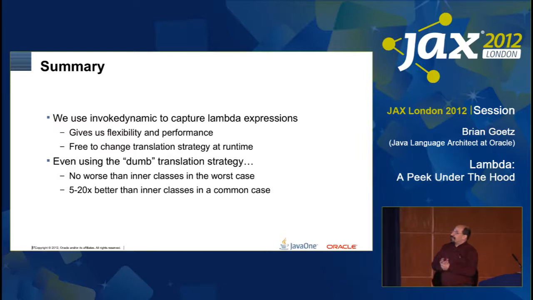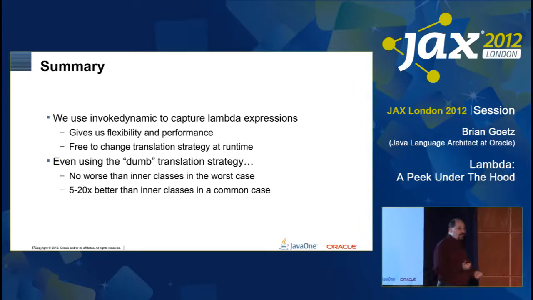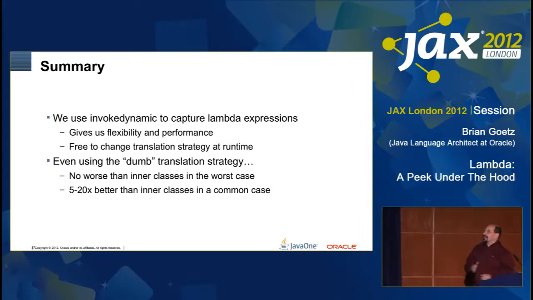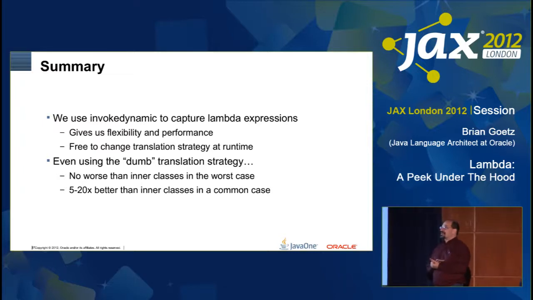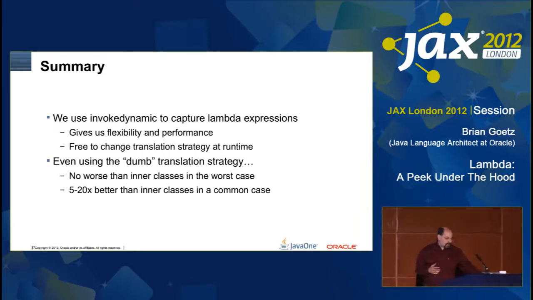So, all right, summing up, invokedynamic is your compiler writer's Swiss Army knife. It is a great tool for doing almost anything. So if you're a compiler writer, you definitely want to give it a look. We're using it in the Java language to give us flexibility over translation strategy without sacrificing performance. And even using just the dumb translation strategy that we chose still completely dominates the inner-class strategy performance-wise. So that's a really good starting position, and it'll of course only get better.